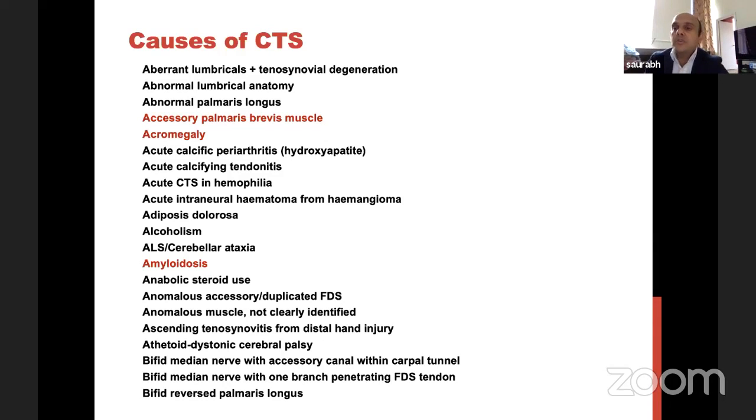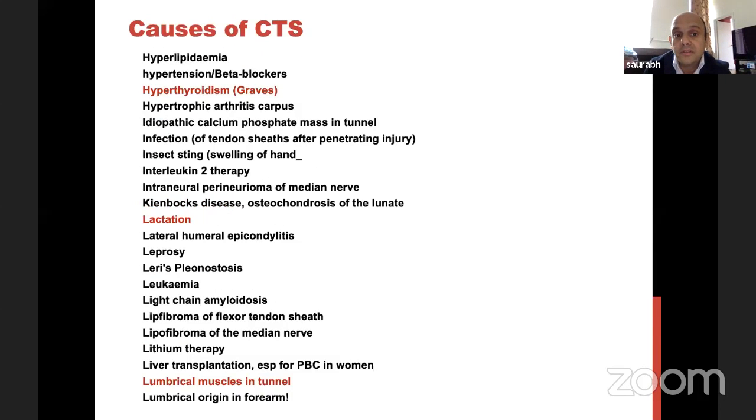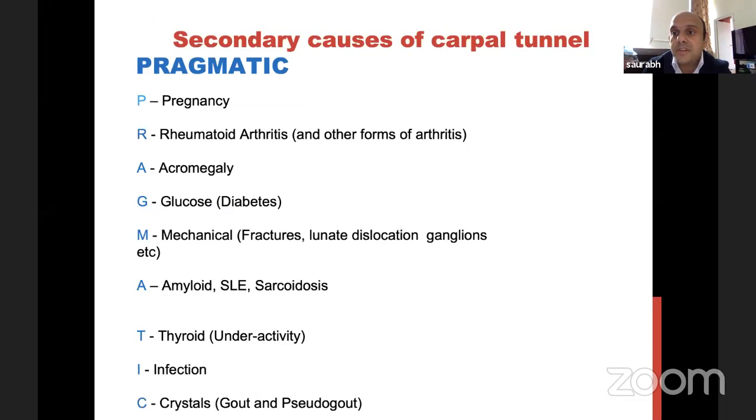Causes: I used to think when I was doing exams 8 or 9 years back that carpal tunnel may have 10 or 20 causes. I could find 150 causes. I've just included it to tell you that you need to know at least 8 or 9 causes. It's a bread and butter topic, and we need to know these causes.